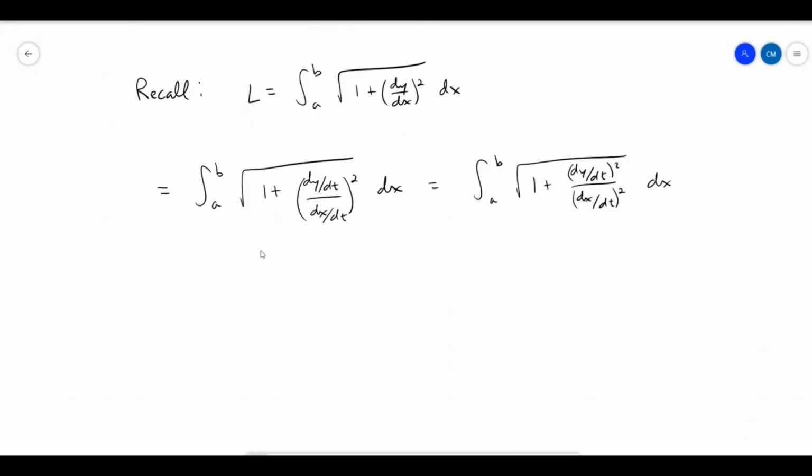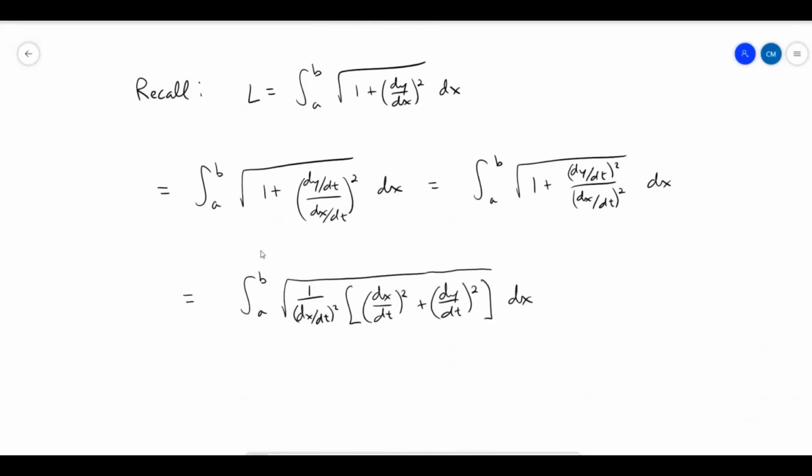Now I'm going to go ahead and factor out that 1 over dx/dt term there. And so if I do that, I'll be left with a dx/dt squared here. And if you want to verify that all this is correct, you can just distribute that back in there.